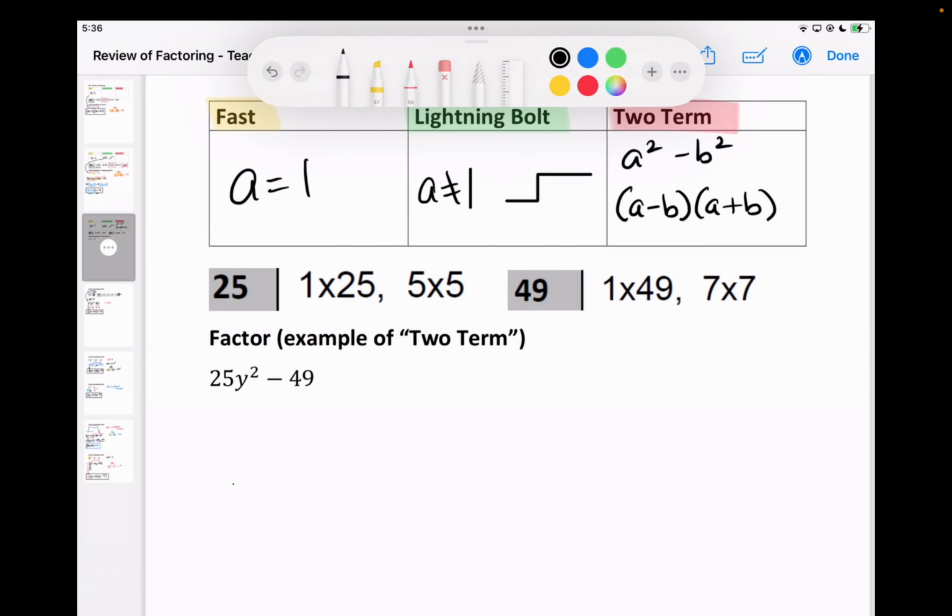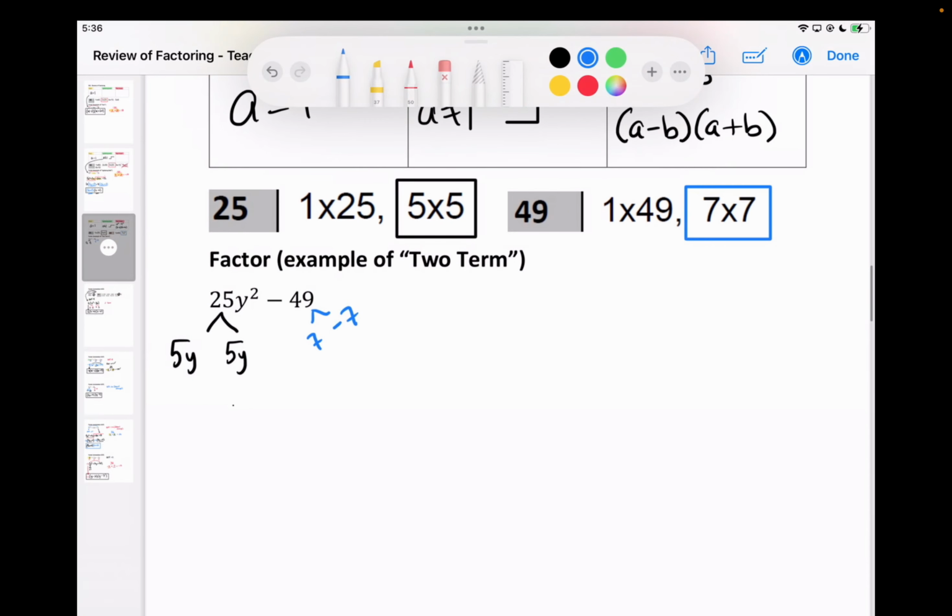So I went to 25. What you're doing is you're finding a number on that repeats itself for that one. So the 25, the 5 and the 5 repeat themselves. So I know my first term should be 5y. And then for 49, the 7 and the 7 repeat themselves. So for my last term, I should be using a 7, and in this case, a negative 7 since it was negative 49. So one is positive, one is negative.